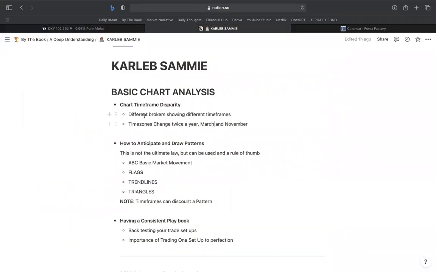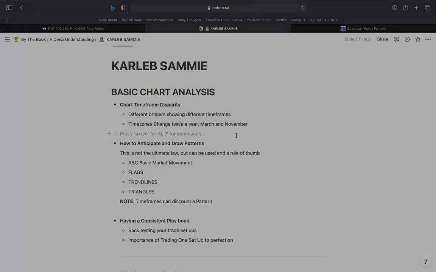That's the first thing I wanted to cover. Different brokers showing different time frames, and time zones changing twice a year, March and November, thus affecting the brokers we're using, which can greatly affect your trading idea.